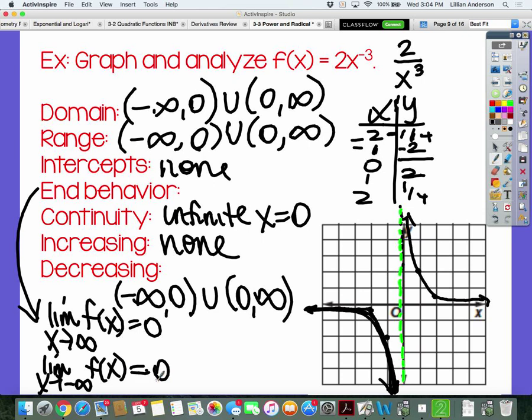Questions on power functions? I'm telling you, after you do enough, you're going to start to recognize the pattern. Then you won't even have to worry about having to make a table. Like I said, that's just like a safety net. So if you forget what it looks like, you can make a table, plot your points, bam, you got your graph. To save you some time, you can remember what these look like.